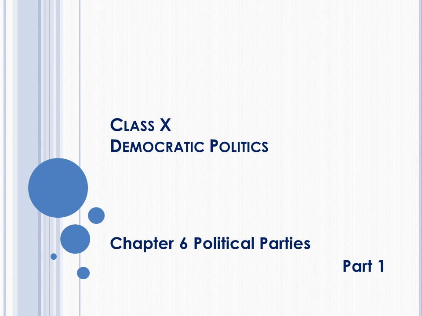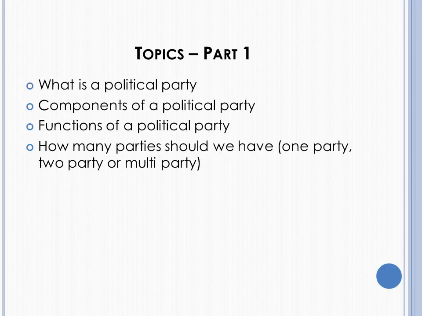Today we are going to learn a new topic in democratic politics, that is, Chapter 6, Political Parties. So, in this lesson, we are going to learn about the following topics. What is a political party? What are the components of a political party? What are the functions of a political party? How many parties should we have? One party, two party, or multi party system.